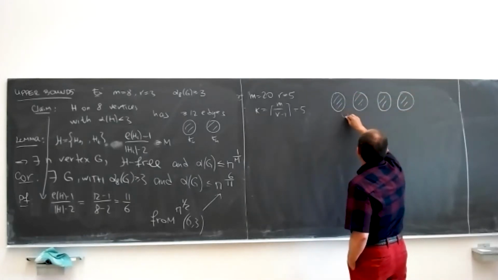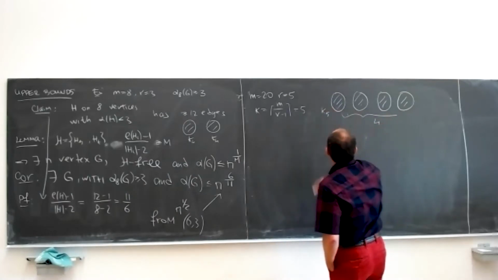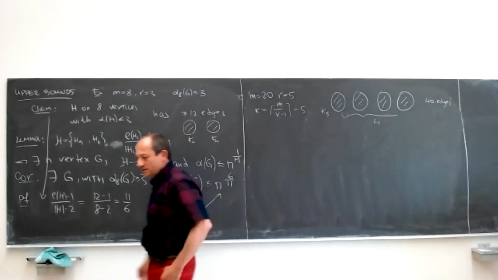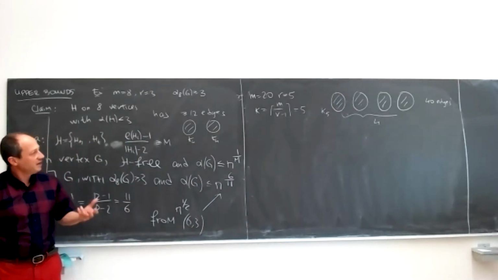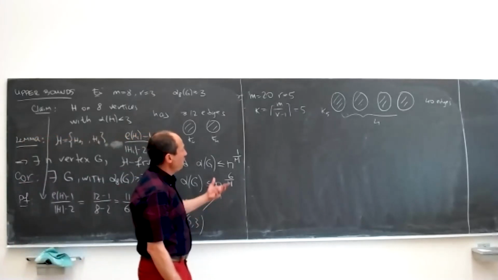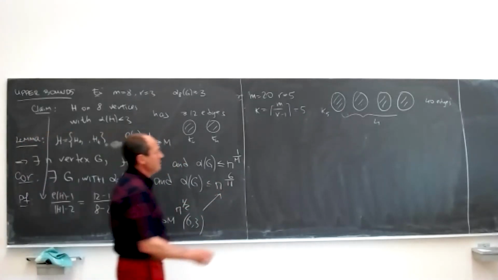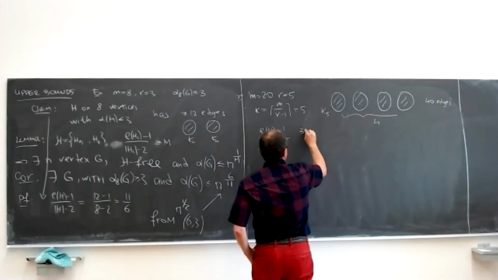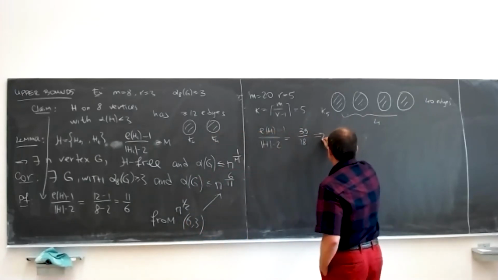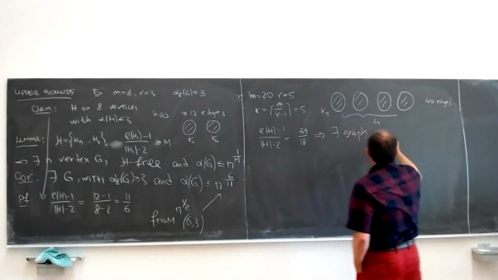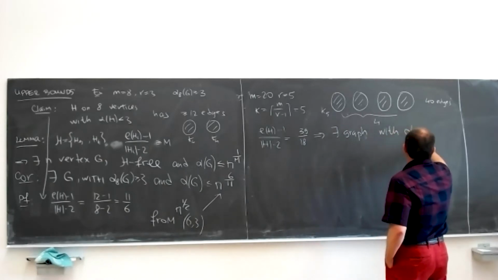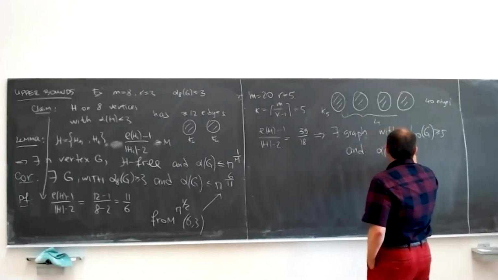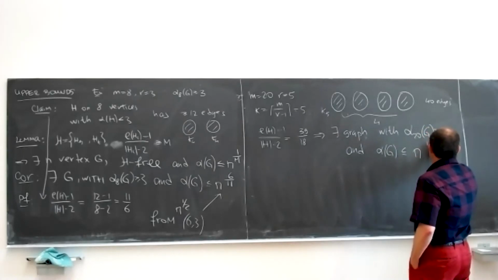So this is like 4 of them, and this is K5, right? And it has 40 edges. And now you know that if every 20 vertices have at most 39 edges, you have an independent set of size 5, right? So therefore, using this argument, you again take this E(H) minus 1 divided by H minus 2. So in this case, it would be 39 over 18. And so you get that there is a graph with alpha_20 of G at least 5 and alpha of G at most n to the power 18 over 13.